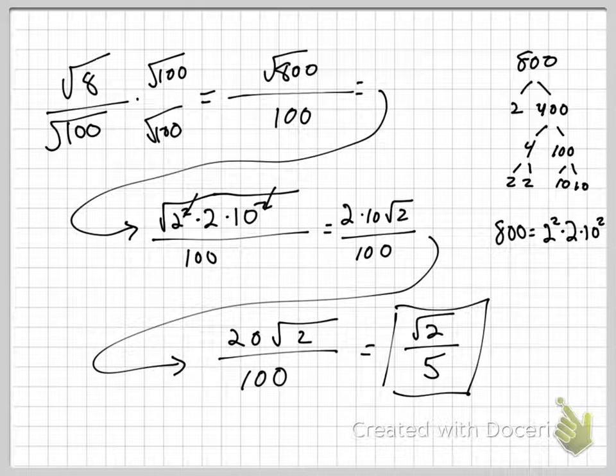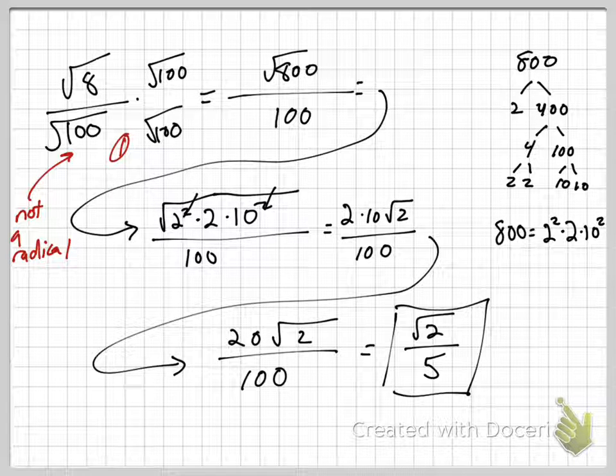All right, so when you divide radicals, there's a couple steps. First step is rationalize the denominator. Basically, this cannot be a radical. If it's a radical, you have to get rid of it by multiplying it by itself.